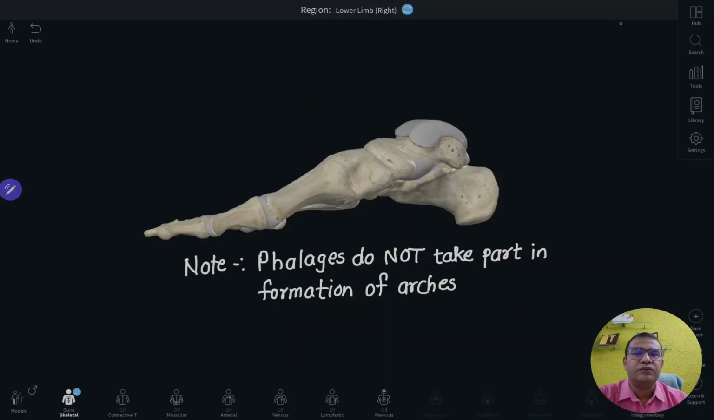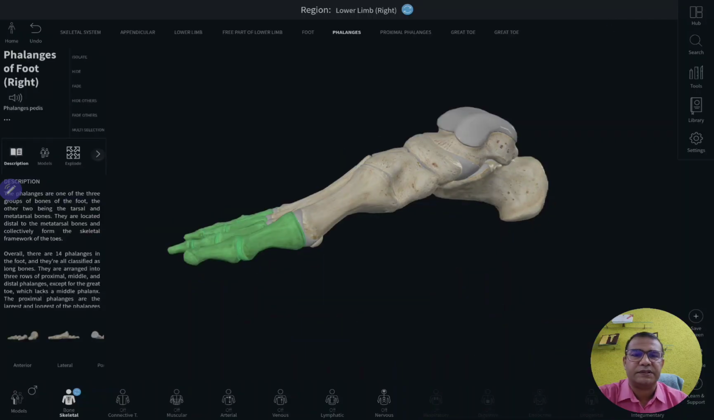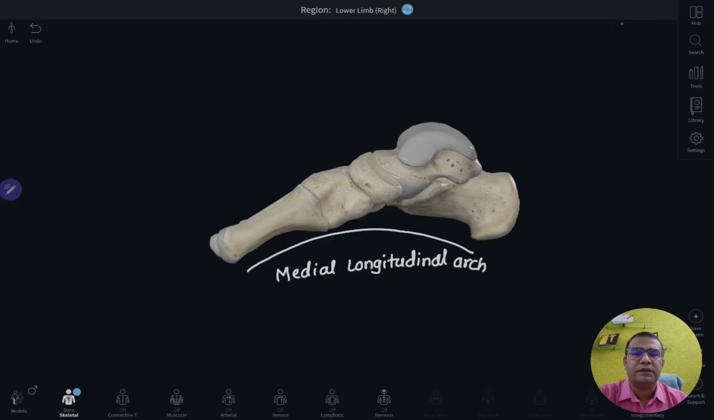Now we will remove the skin and discuss medial longitudinal arch. It is mainly formed by the different bones and the joints connecting these bones together. We have to note that the phalanges do not take part in the formation of arches, and the arches are even present since birth, but they are hidden under the pad of fat which is present in the newborn. So we are going to hide the phalanges and we are going to study the medial longitudinal arch now. As you can see, it is mainly formed by the tarsal bones and the metatarsals.